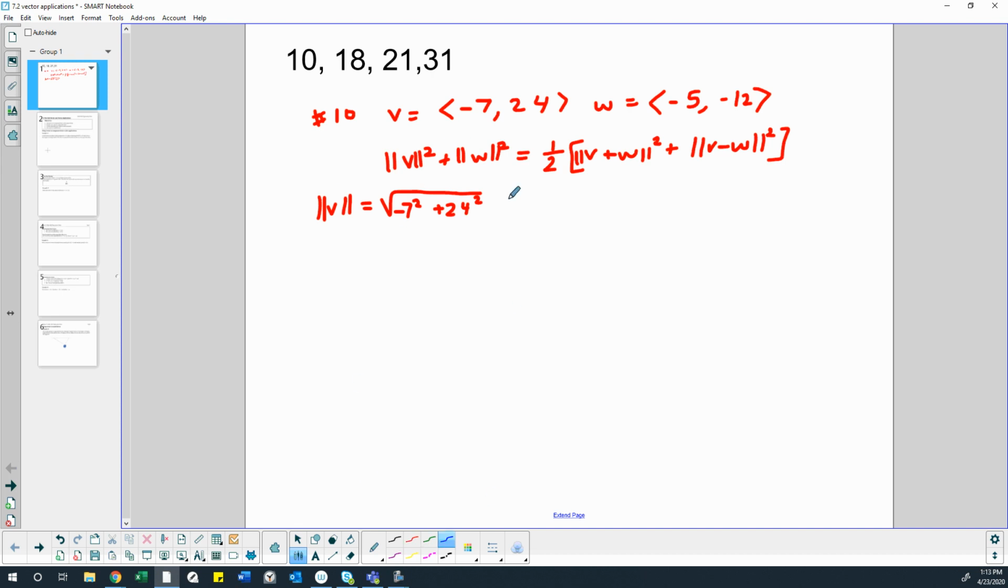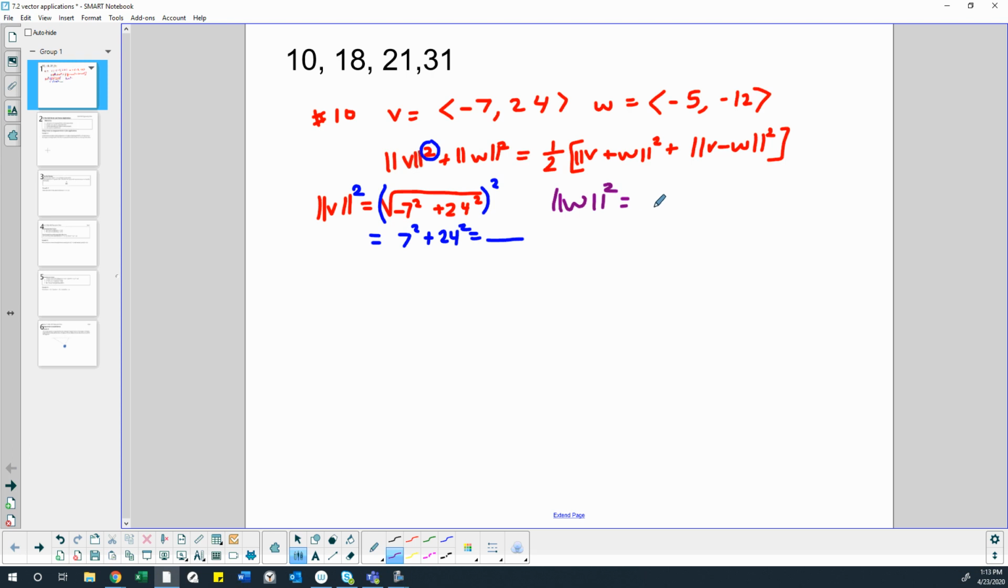So if I'm finding a magnitude v squared instead, what happens to my radical? My radical disappears, right? So I don't have to do the square root part. All I have to do is the squaring part. 7 squared plus 24 squared, whatever that is. Okay? Then we're doing the magnitude of w squared.